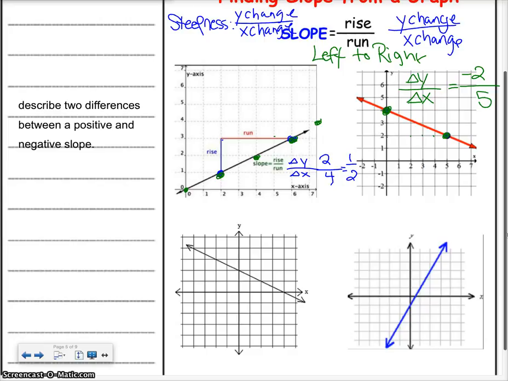Very critical that you start at that left point, because if you don't start at the left point, you're going to say it's positive. But this line goes down, so you should know it's a negative slope.